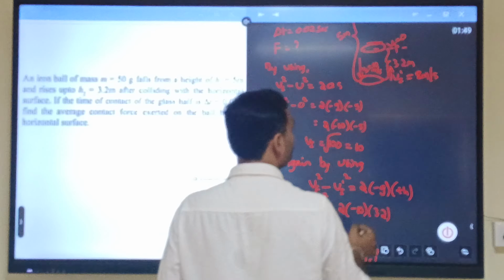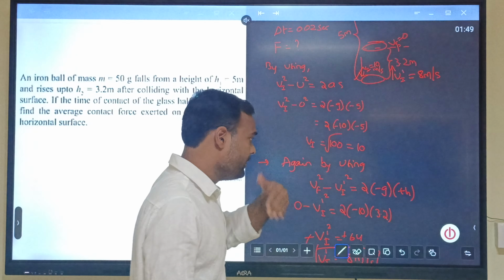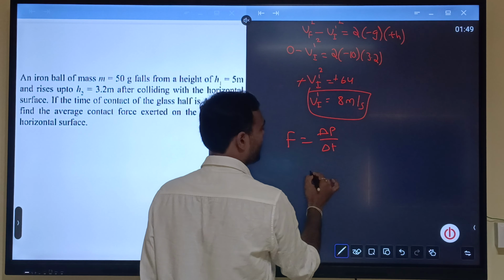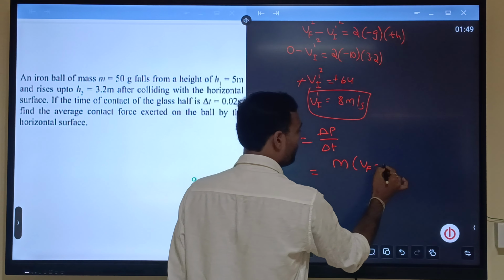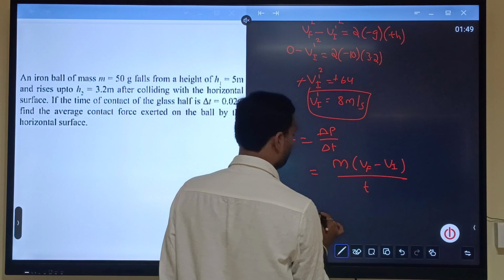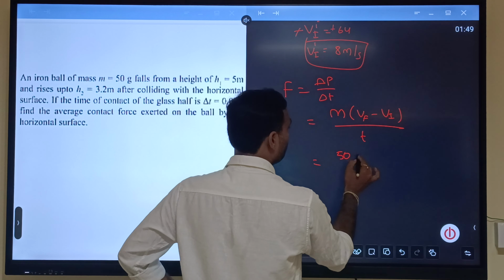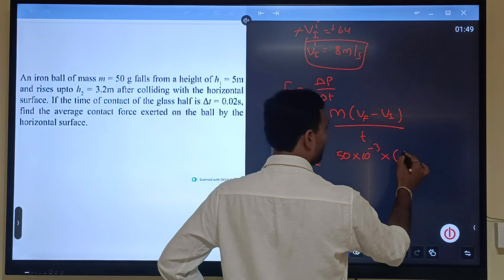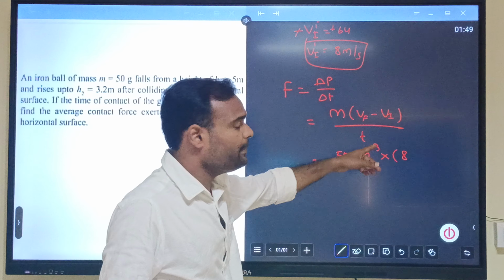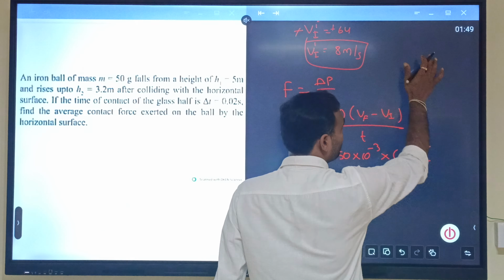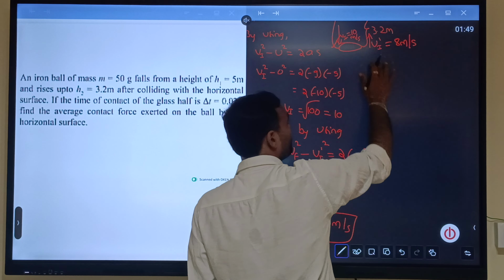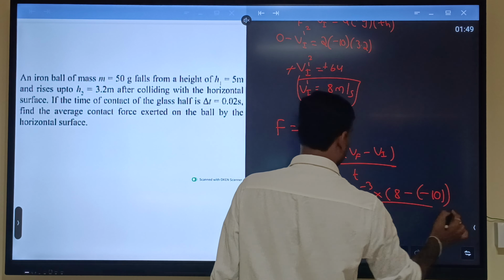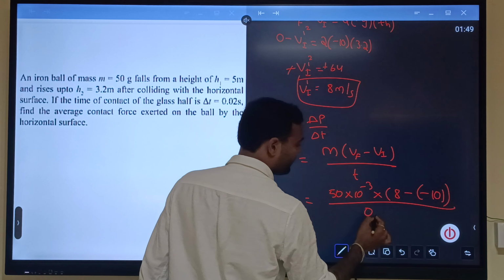Right? Now, for our concept of force, change in momentum by change in time, m times Vf minus Vi by time, and mass is 50 grams, 5 into 10 to the power of minus 3 kg, right? And Vf is 8, and 8 is moving in the upward direction, so I am keeping it as positive, minus of Vi. Vi is moving in the downward direction, that's why I am keeping it as negative 10, by time given as 0.02 seconds.